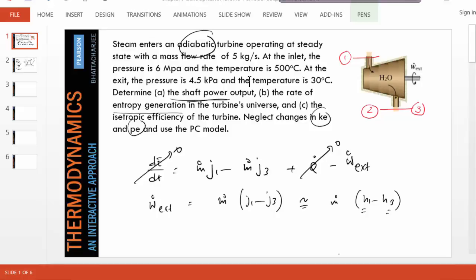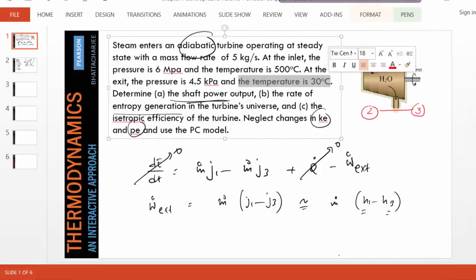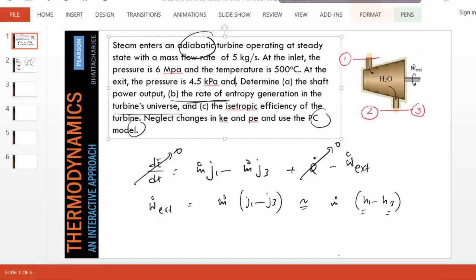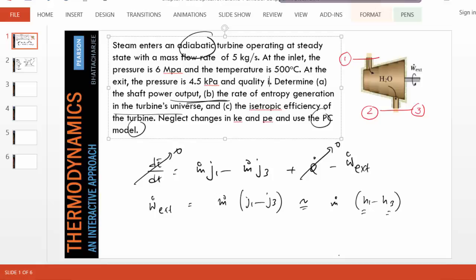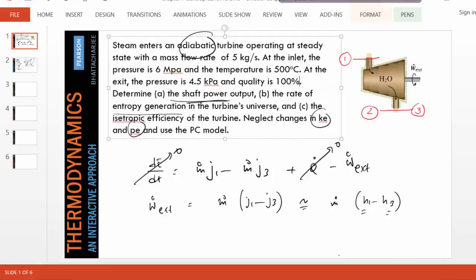The solution I have is that the pressure is this, and the temperature is not given, and the quality is 100%. In other words, it is saturated vapor. That's what is given. I'm sorry, this should have been the statement of the problem. I have the corresponding solution. If the temperature is given, this problem will be slightly different. But let's stick with 4.5 kPa and saturated vapor.